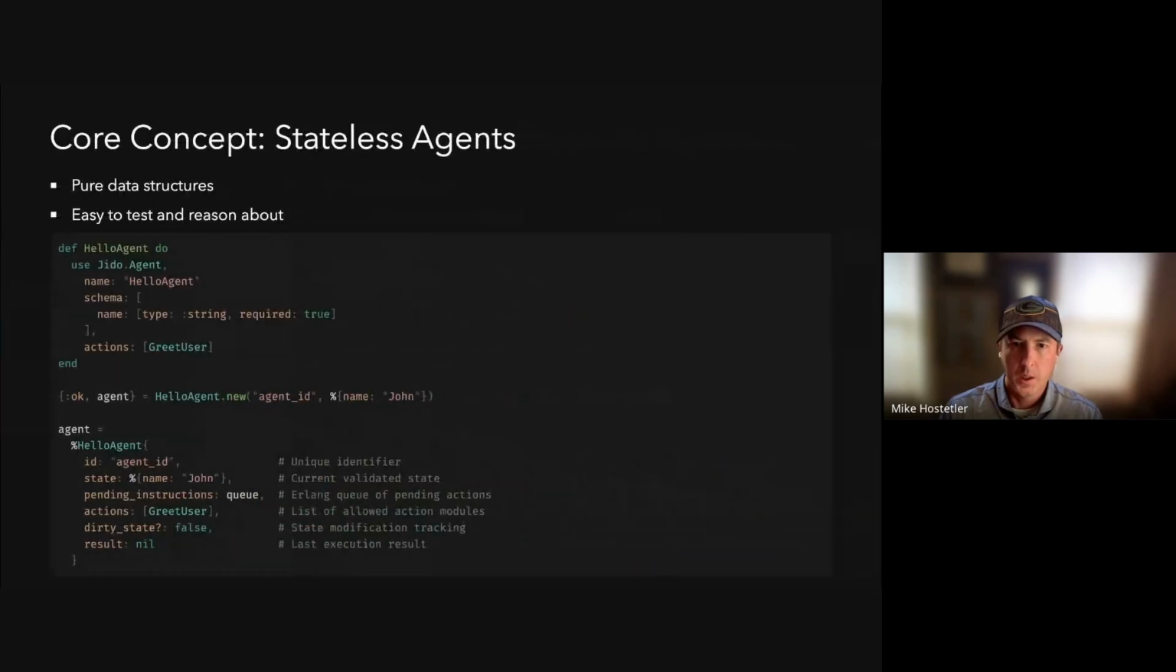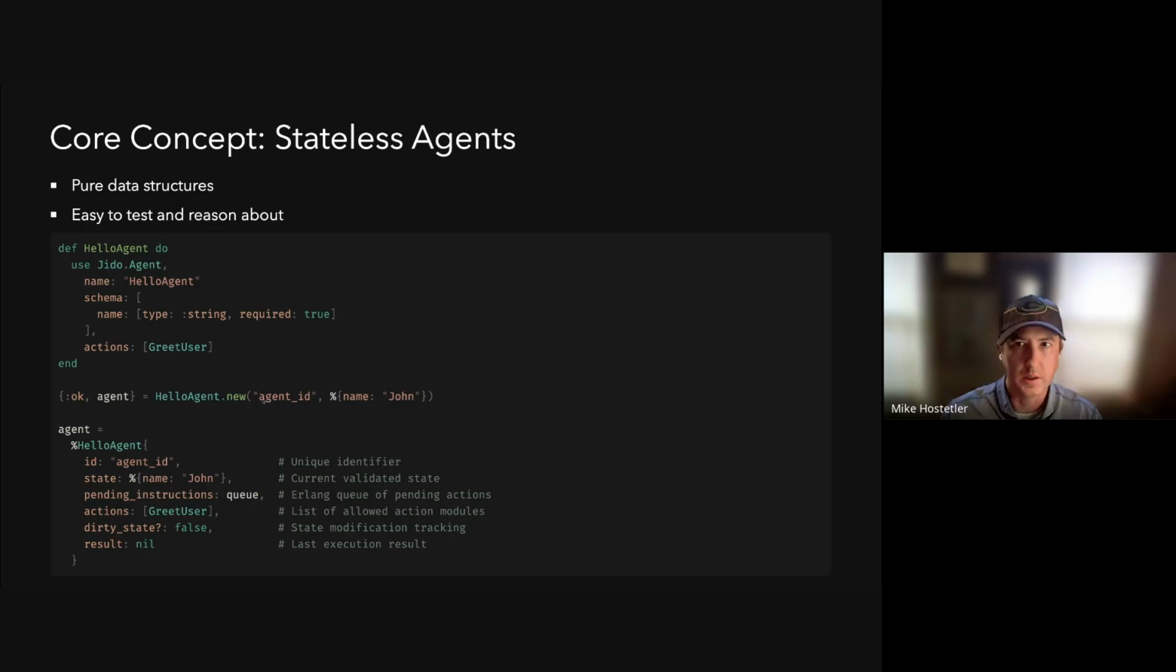So next step, getting to the good stuff. Stateless agents. There's a distinction, and we'll talk about stateful agents in just a moment. As I mentioned, the data-driven core of Jido is a data-driven agent. So it's an agent struct that, again, you follow this use pattern, you define the name, the schema of the data that agent should hold, and then the allowed actions that agent can execute. And you simply follow very typical Elixir patterns of calling a .new method.